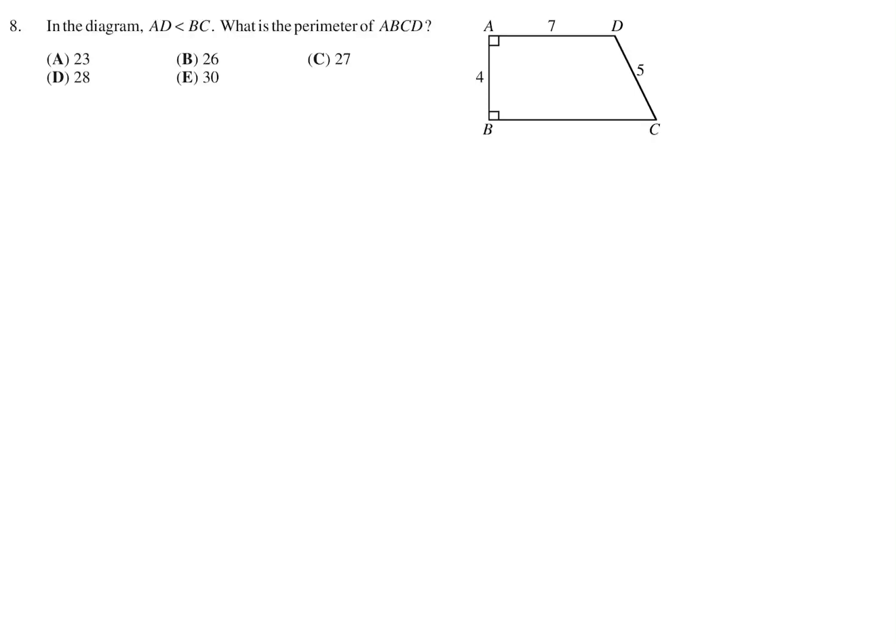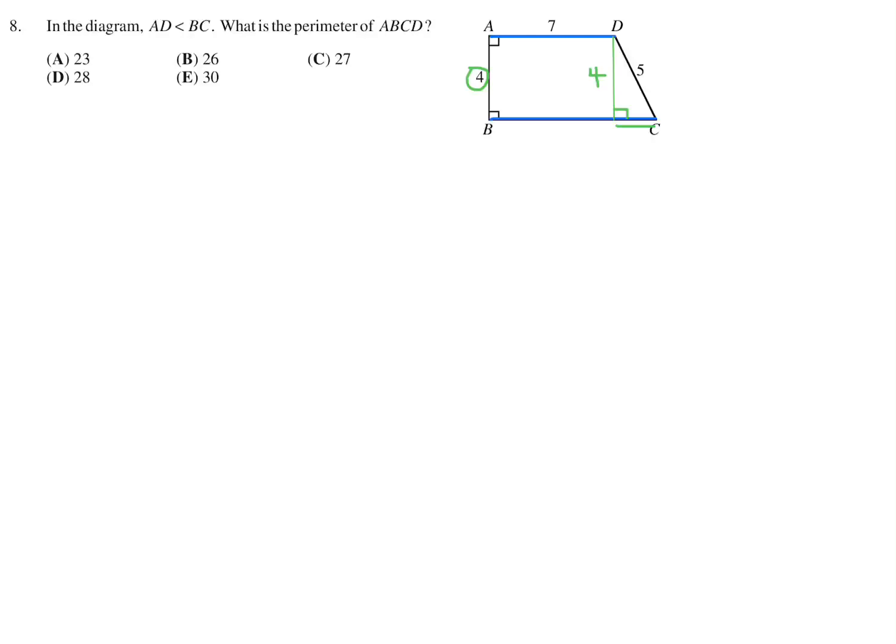In the diagram, AD is less than BC. What is the perimeter of ABCD? All right, the first step is to drop a perpendicular from D down to the base there, and that will help us figure out this part right there. Now, if this is 4, this is 4.